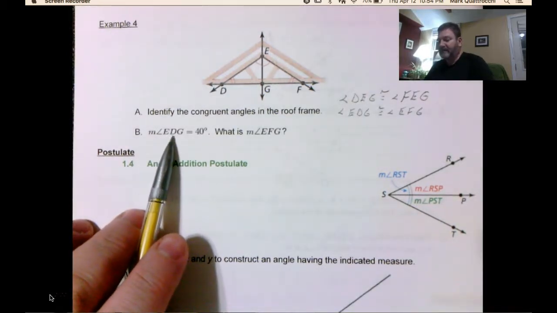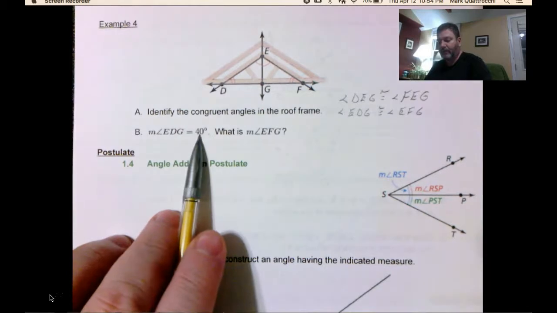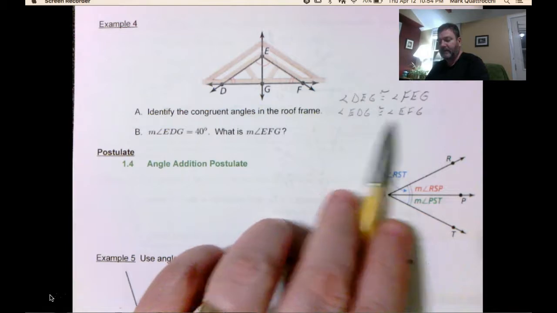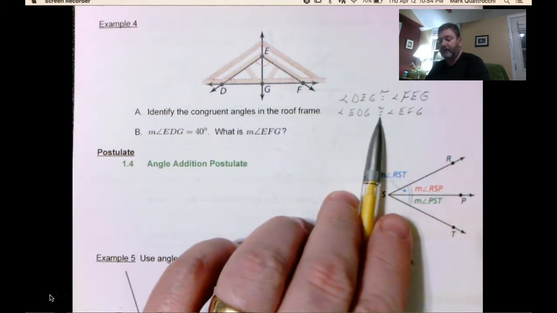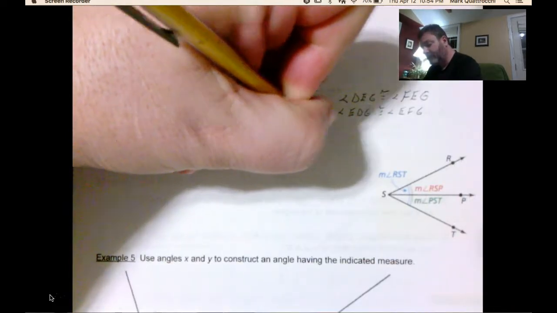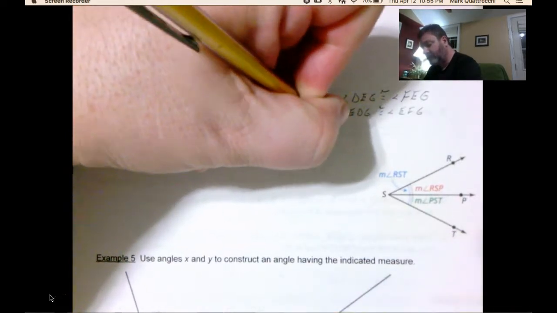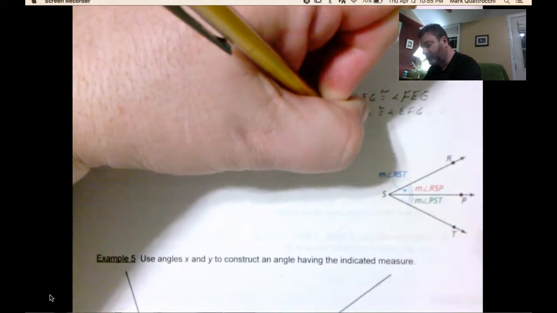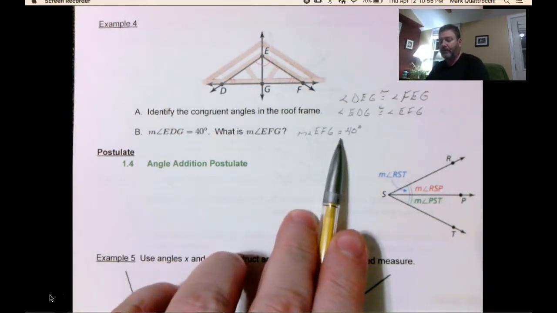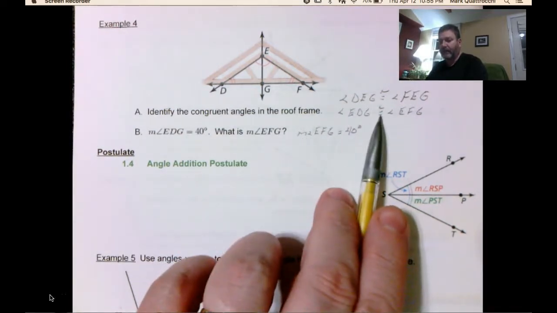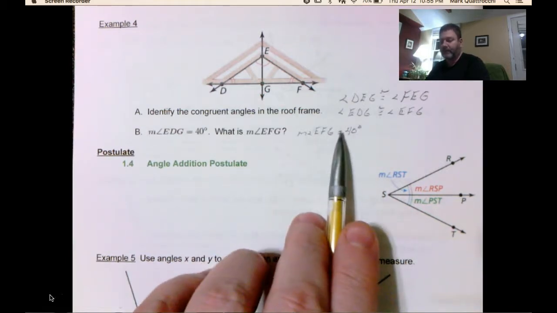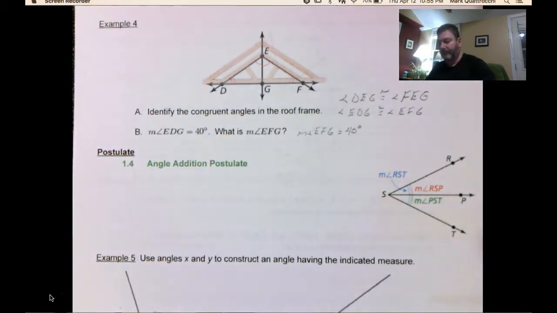Measure of angle EDG is 40 degrees. What's the measure of angle EFG? EDG and EFG are congruent. They're congruent, so their measures are equal. Measure of angle EFG is equal to 40 degrees. Now notice, measures are equal, angles are congruent. Don't mistake your notation, don't mix it up. Measures are equal, angles are congruent.